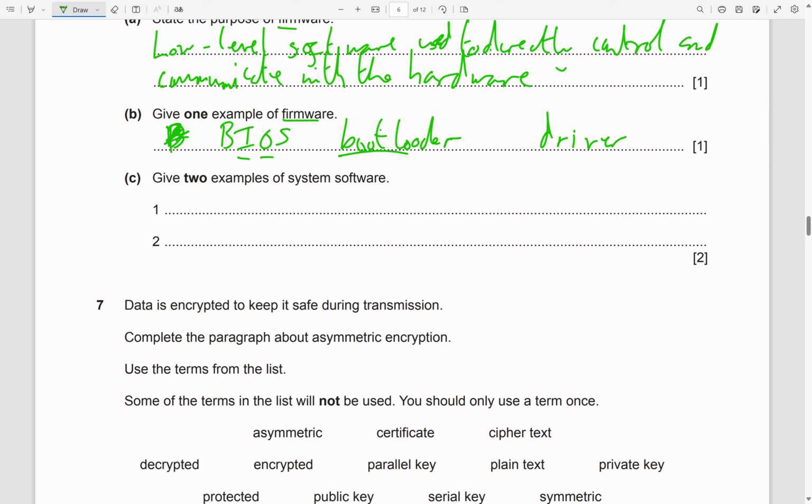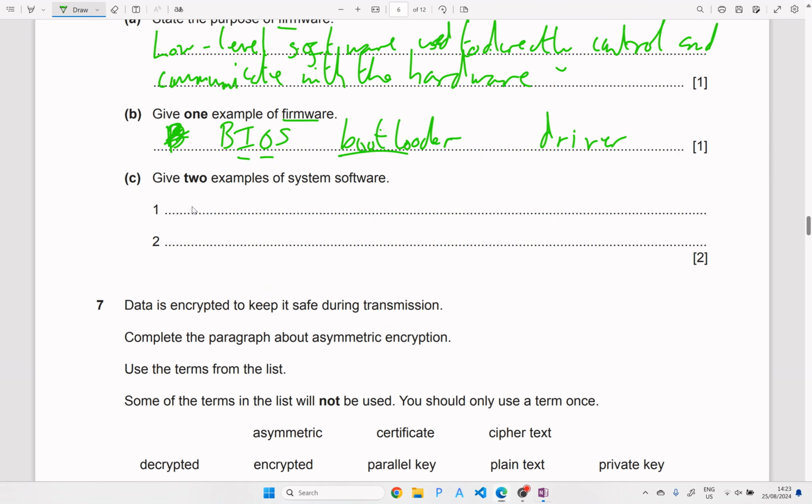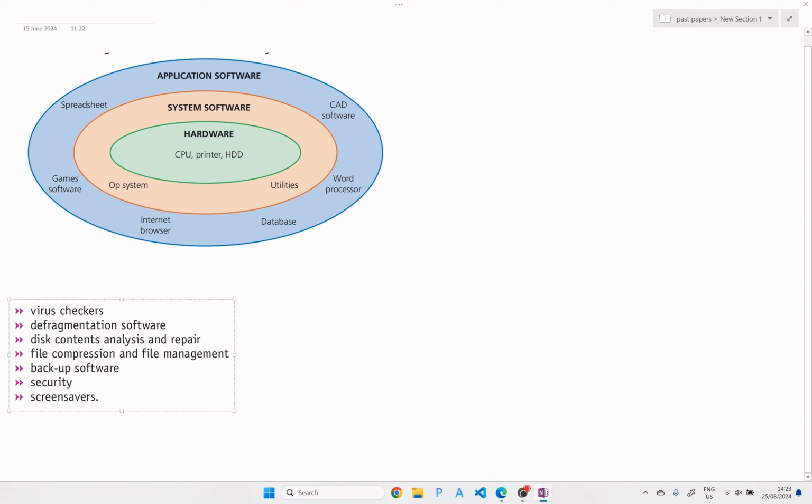Right, so give two examples of system software. And this one I did actually check the book. So if we see here, system software, they say the operating system and also utility software. Obviously, hardware is the lowest level, then it's going to be system software. If we want to make this more detailed, we can also add firmware in between. And then finally, you've just got the application software. So things like office programs, games, browser, database, etc.